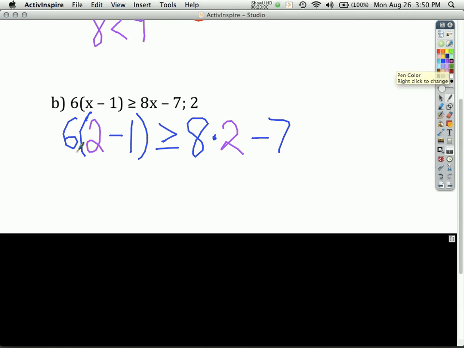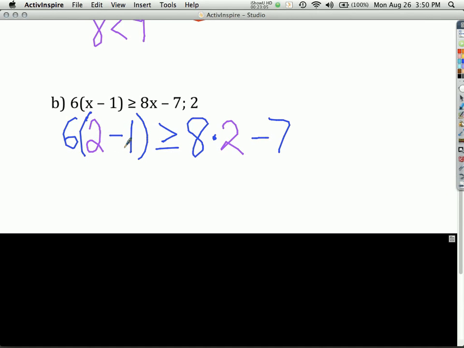So we use the order of operations. 2 minus 1 is 1. 6 times 1 is 6. And I'm asking, is that greater than or equal to 8 times 2 is 16. 16 minus 7 is 9. So is 6 greater than or equal to 9?